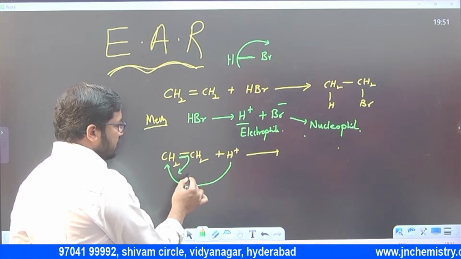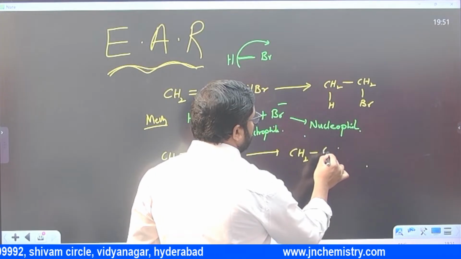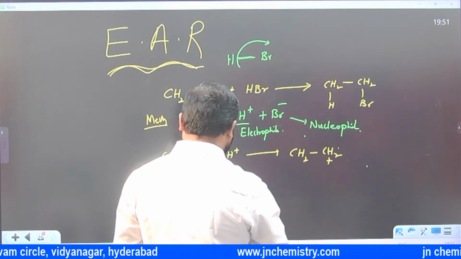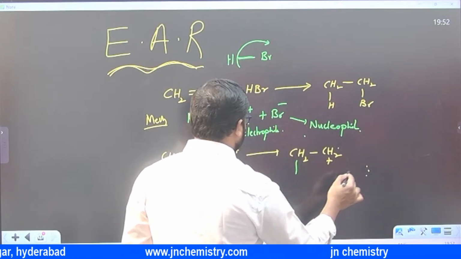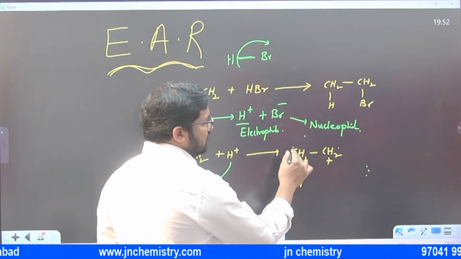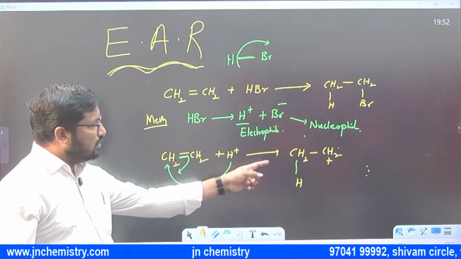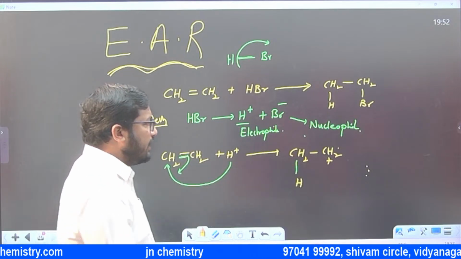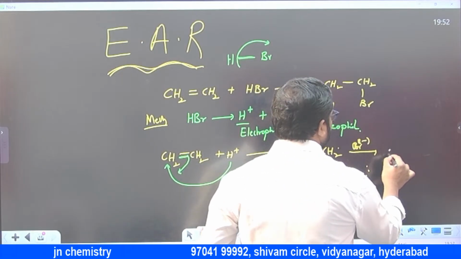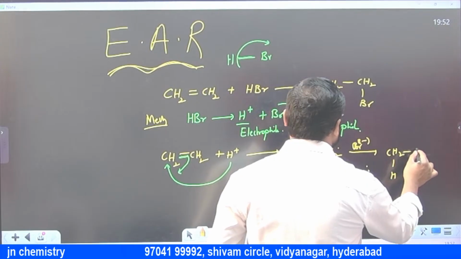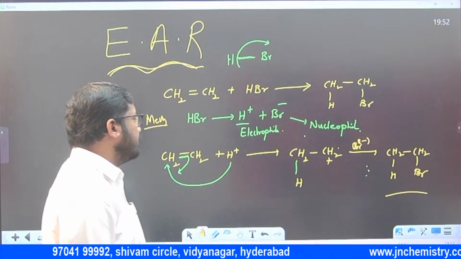This is coming like this. CH2, CH2 positive charge here. So that green color one comes down, from here H. Understood? This bond breaks totally, and we got the carbocation. Then Br minus is coming and attacking the positive charge. So now no repulsions. So this is the mechanism.